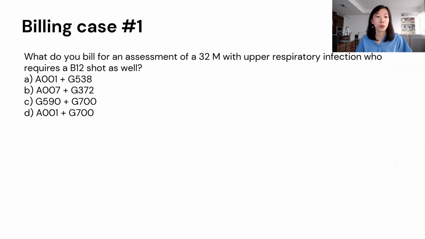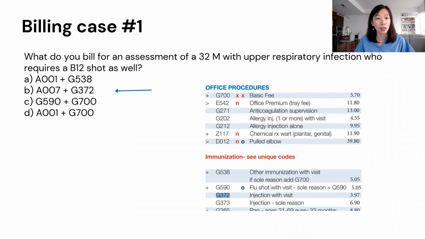So the first case is, what do you bill for an assessment of a 32-year-old male with upper respiratory infection who requires a B12 shot as well? This is a good time to pause the video and look up which billing code you would bill as if this was a real clinic. Write that down, and the answer is B. So the reason why is because the T007 covers that time you spent doing the talking to the patient about the upper respiratory infection, and the G372 covers that injection with visit.